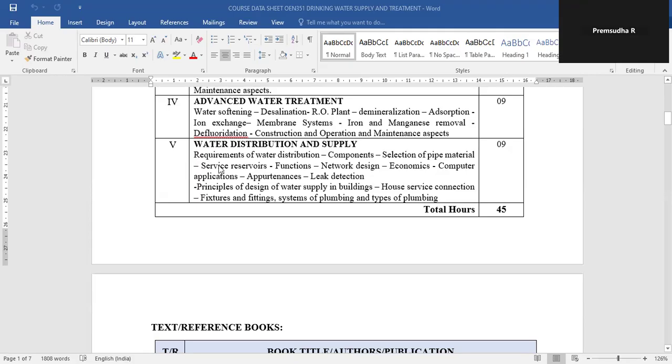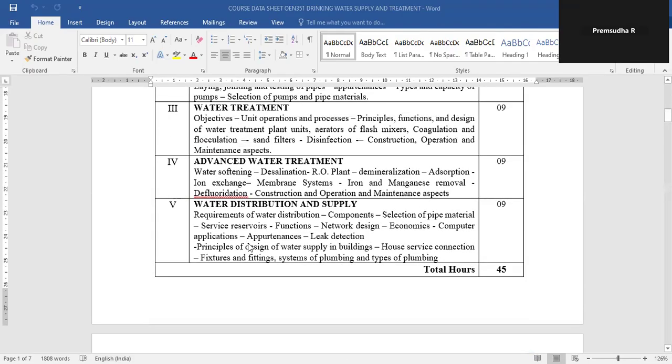So this is the syllabus: requirements of water distribution, components, selection of pipe material, service reservoir, function, network design, economics, computer application, appurtenances, leak detection, and the principles of design of water supply in buildings, house service connection, fixtures and fittings, system of plumbing and types of plumbing, etc. This is your syllabus. So one by one, I'll explain. First, we'll see the water distribution system, and I'll share the PPT.